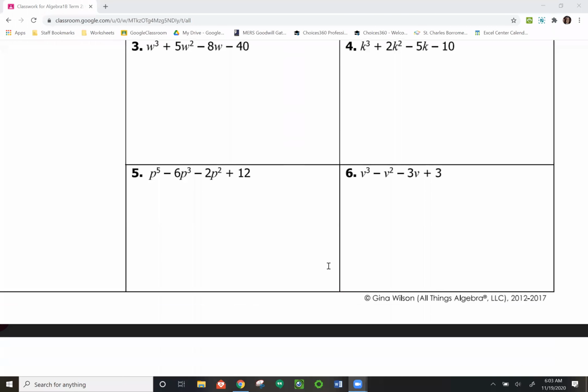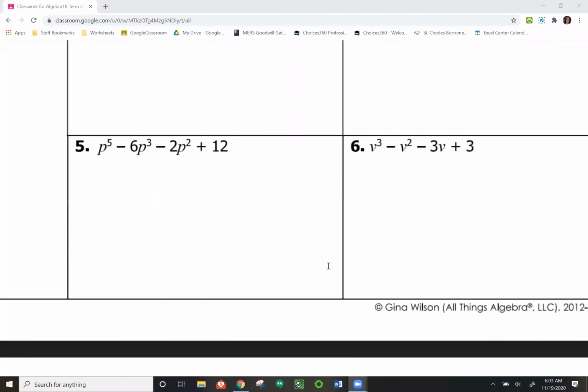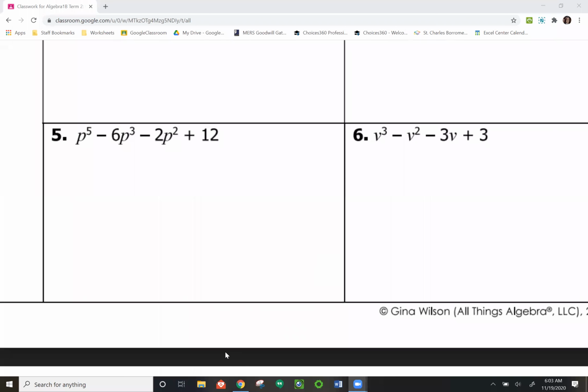And let's do a couple more. So number 5, we'll start the same way. We're going to group that, but this is a minus sign, so let's do plus a negative. Okay, so always remember to do that. All right, now what can I divide evenly out of the first 2 terms? Well, I think I can take p cubed out.